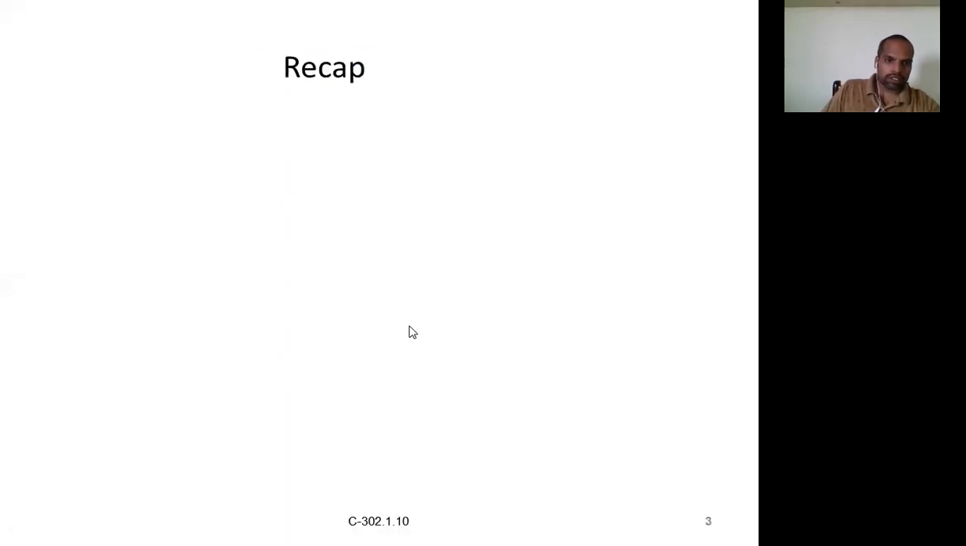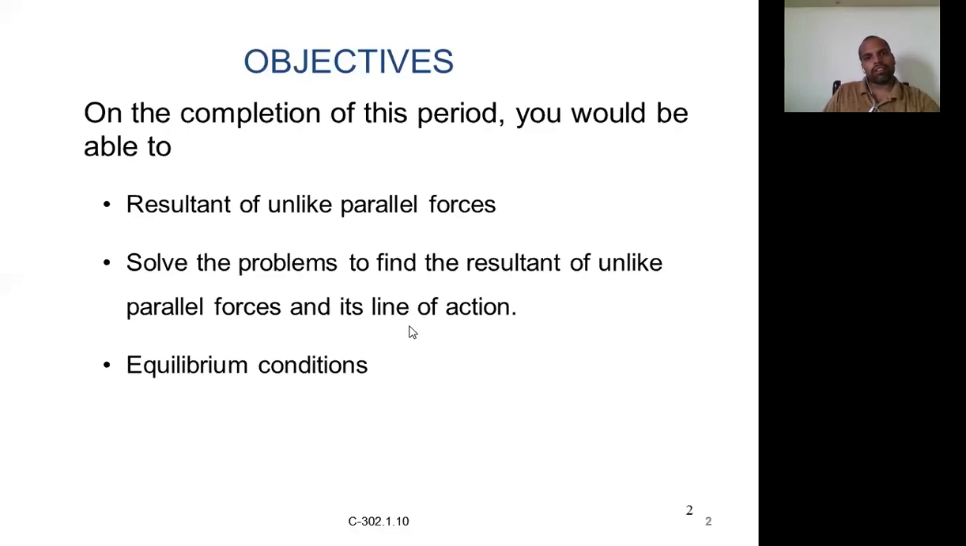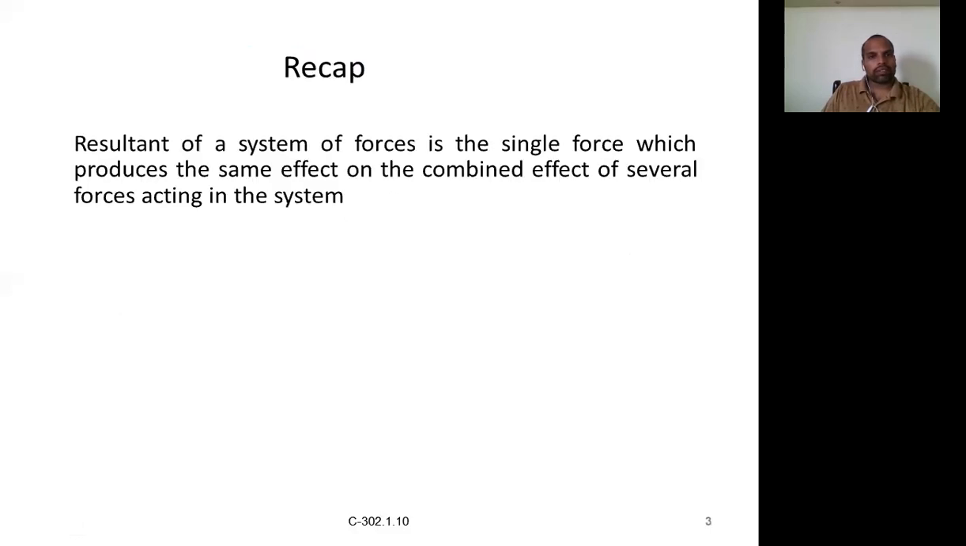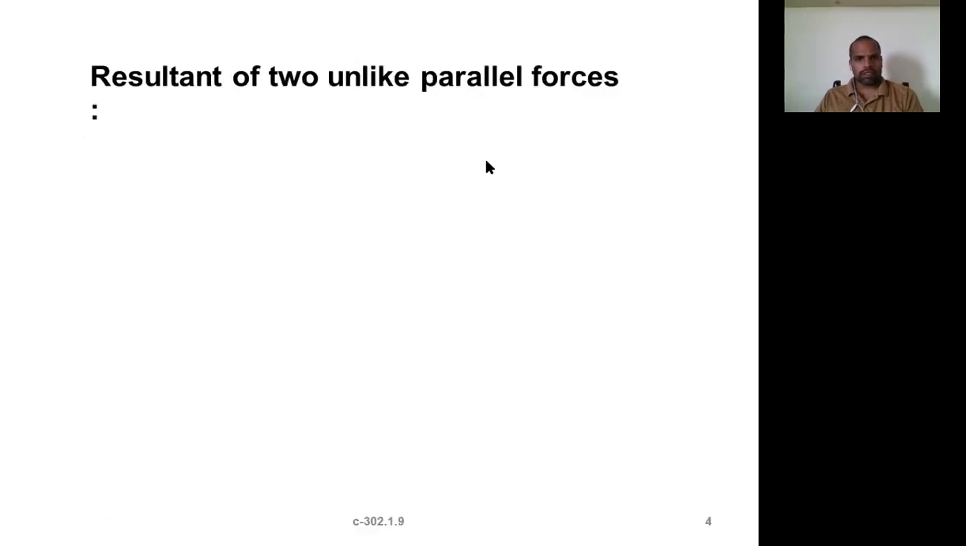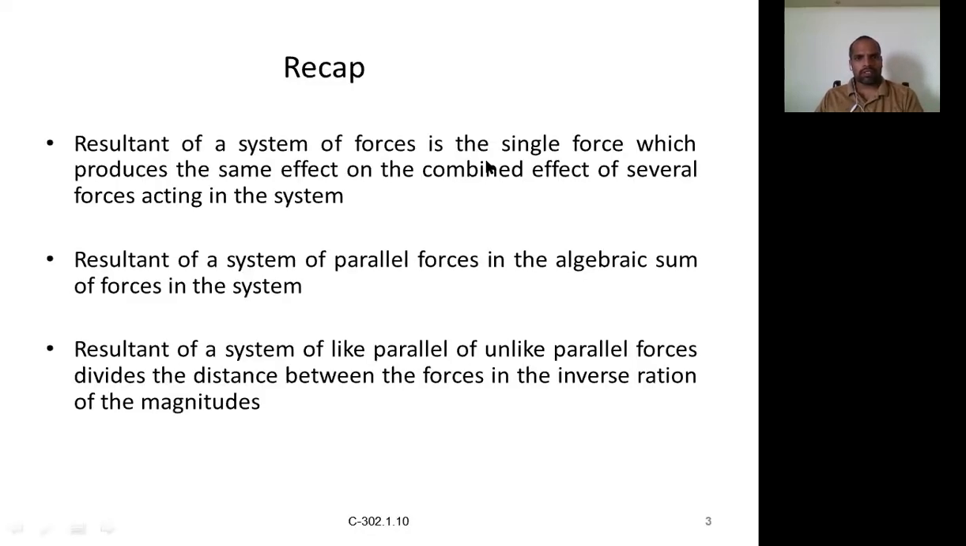And the equilibrium conditions. What are the different equilibrium conditions that need to be used in solving the problems? Let us recap what we have discussed. The resultant of forces is the single force which produces the same effect as the combined effect of several forces acting in the system. The resultant of parallel forces is the algebraic sum of the forces in the system. And we have discussed the resultant and its line of action for like parallel forces.